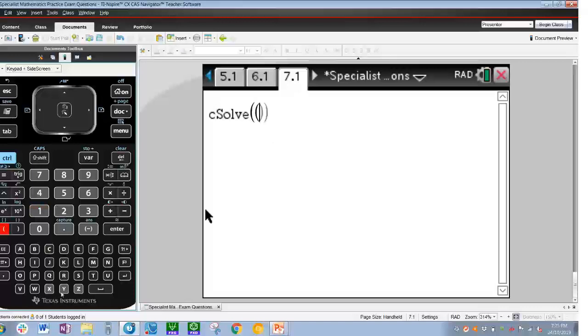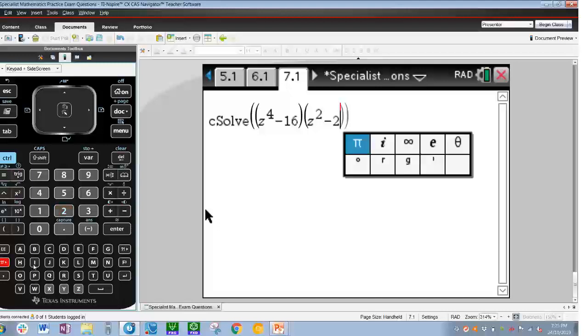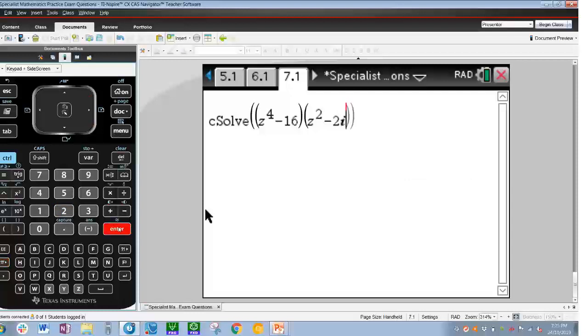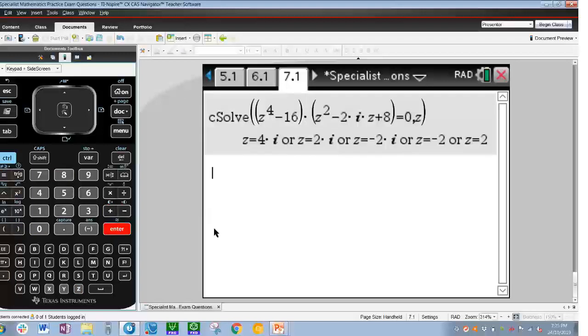So open a bracket, Z to the power of 4, and then minus 16. Close bracket, open another bracket again, Z squared, minus 2, and then be careful. If you want to use the complex I, you have to find it in the pi menu. Do not press the alphabet I, which is on the keyboard there. So press I in the pi menu, 2I, Z, and then plus 8, close bracket, equals 0, and then comma Z.